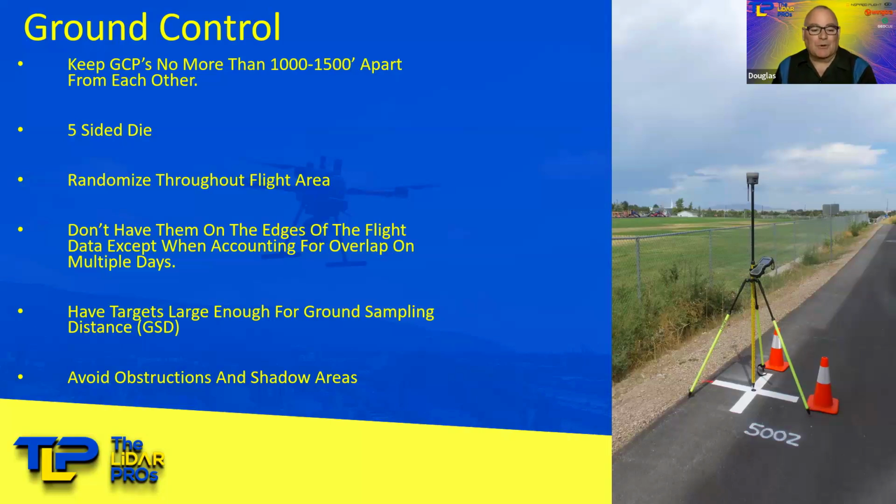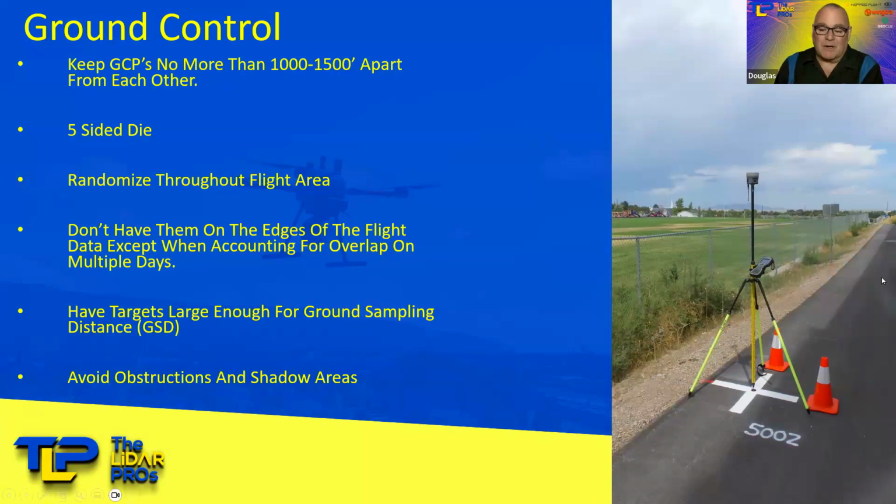We need to be sure that our targets are large enough for us to be able to see them at our chosen altitude of flight. One of the worst things that can happen is you lay down some of these really small GCPs, and you can find them on Amazon, for example. They're 6 to 8 inches in size, and they work really well if you're not flying any higher than 100 feet. But anything higher than 100 feet, you're going to need a fairly large target.